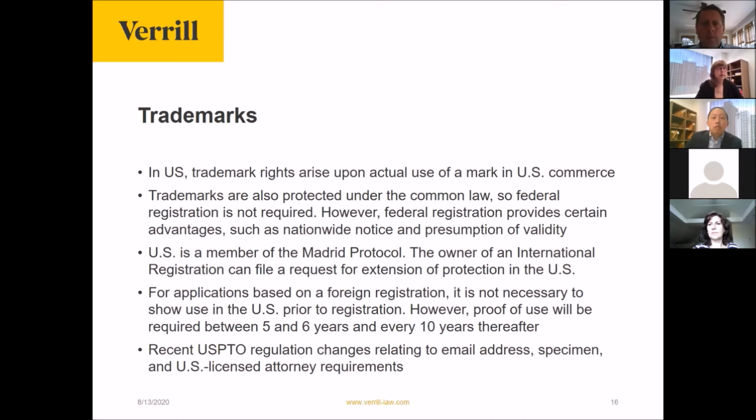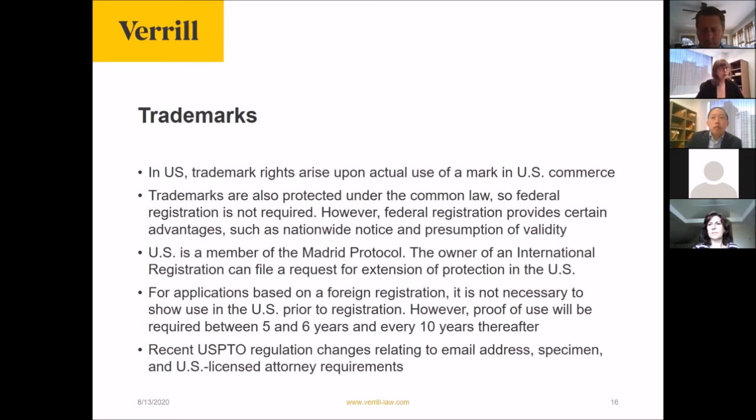It's not necessary to actually show use in the U.S. prior to registration when you're claiming priority to a foreign application, or basing it on a foreign registration, or for an extension of protection. But you will have to show use in the U.S. between 5 and 6 years from the date of the issuance of the registration, and every 10 years thereafter when the registration needs to be renewed.